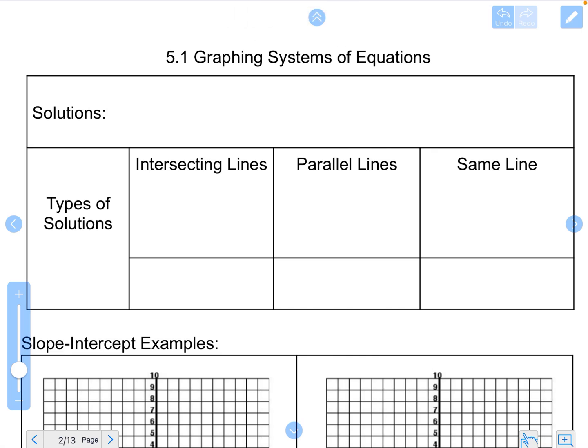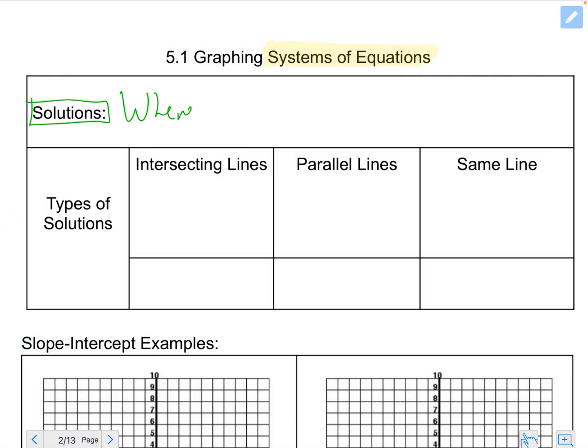Welcome to Ms. Taylor's class notes, and today we're going to be graphing systems of equations. So when we talk about systems of equations, we're talking about two lines. And when we were looking for our solution to two lines, our solutions are where the lines cross.